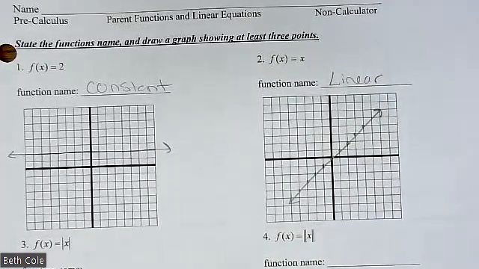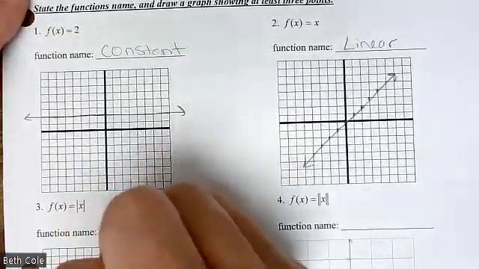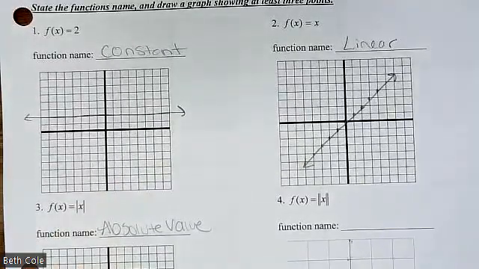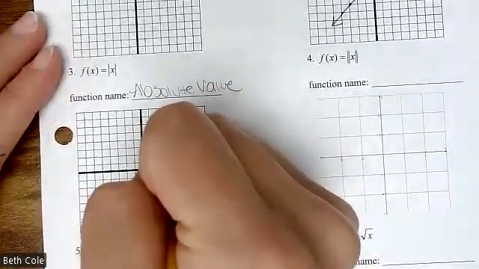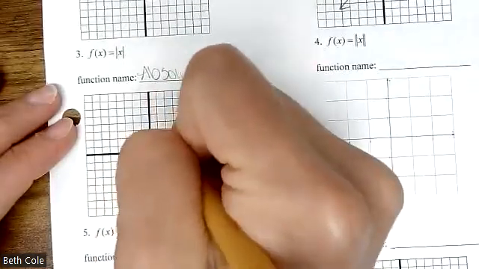All right, how about 3? What is that one going to be called? Absolute value? And does anyone remember what kind of shape that one is? The V shape. So it's centered at 0, 0. That's like the center of the V shape. And then it still goes up 1 over 1 in each direction.